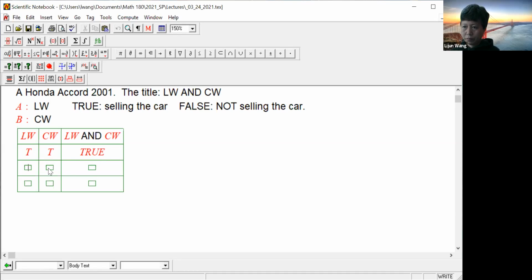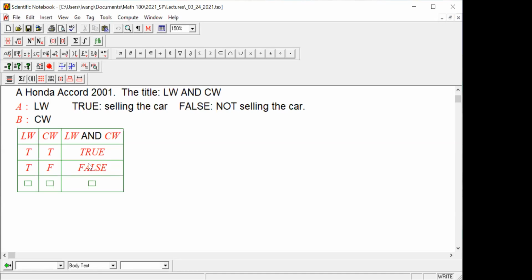Now, I want to sell the car and he doesn't want to sell the car. Not selling the car. If he doesn't agree to sell the car, can I sell the car? He's not going to sign it, right? Because the title is in my name and his name. So true and false is what? False. That's right.